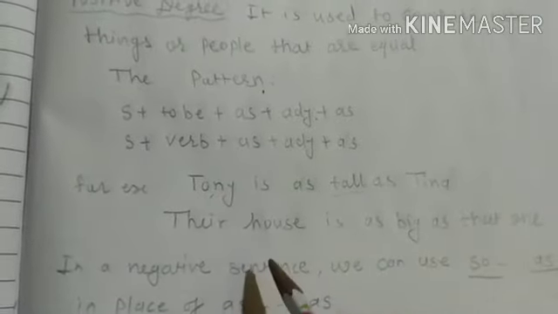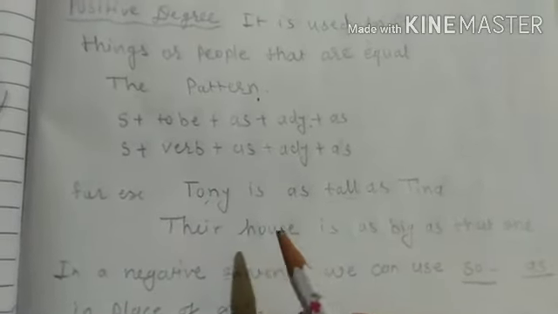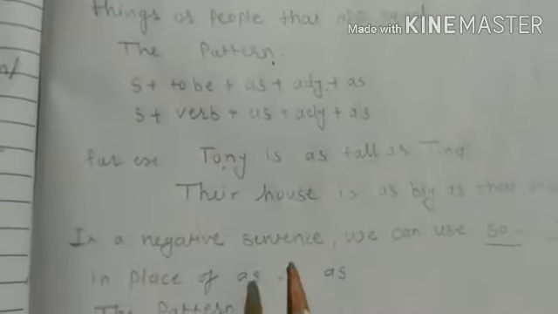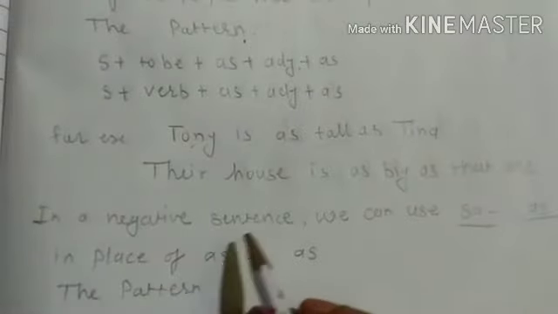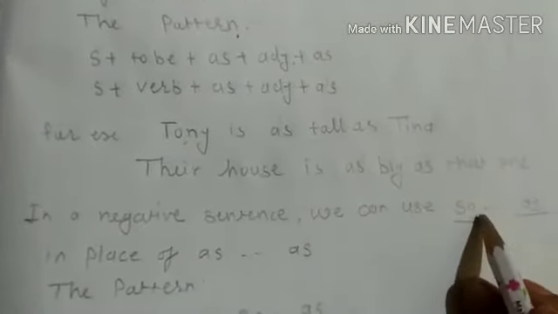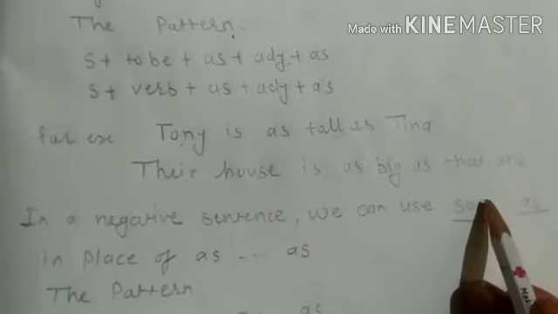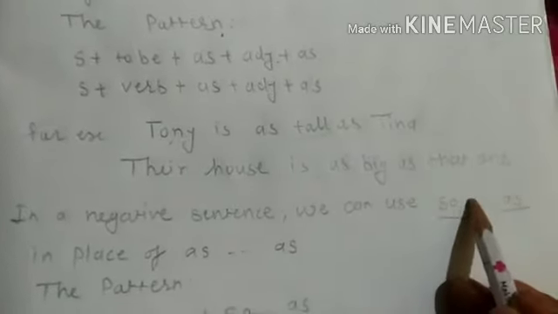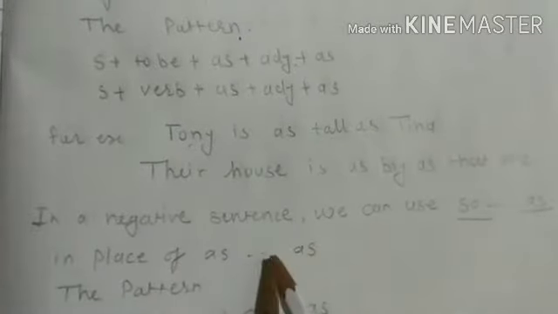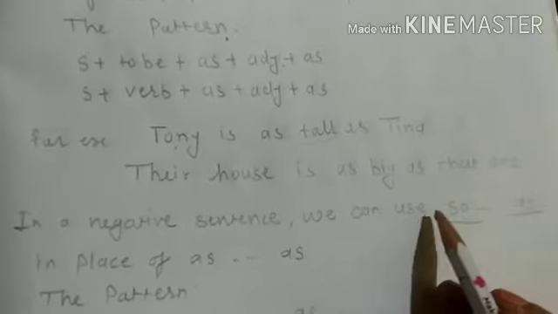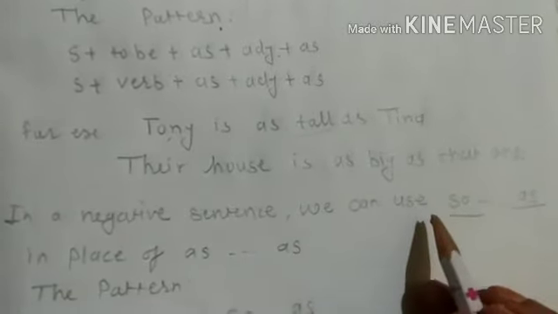So how do we do it with a negative sentence? If the sentence is in negative form, how do we use positive degree? Let's see. In a negative sentence we can use so as. So between so and as we will put the adjective in a negative sentence of positive degree. In place of as we will use so, and before so there will be a negative word, not, never. You know what the negative words are.